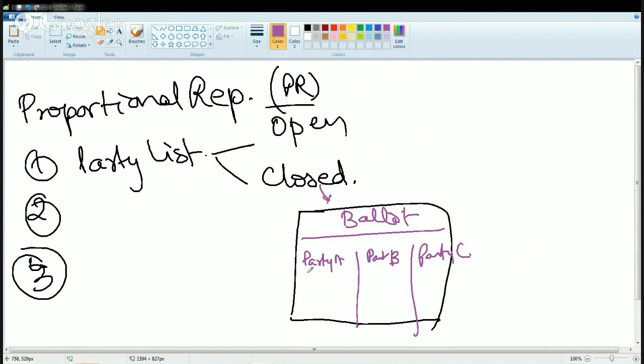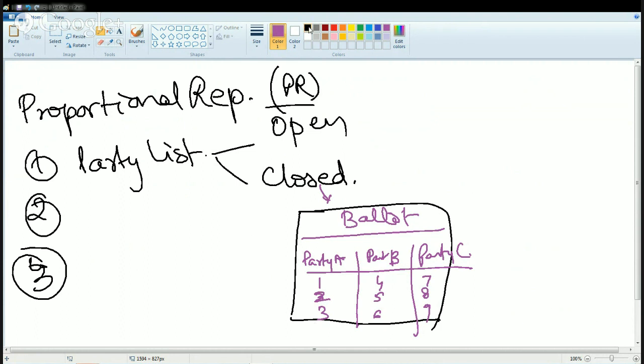So I have parties A, B, and C, and I have the names of candidates 1, 2, 3, 4, 5, 6, 7, 8, 9. So for party A, candidates 1, 2, 3 are the candidates contesting for party A. For party B, the candidates are 4, 5, 6, and for party C, the candidates are 7, 8, 9. So what happens in closed party list is, I know the names of the candidates and the parties. I have to just select one party that I wish to vote for, and then the party would later decide who among them should finally act as the representative of the constituency.